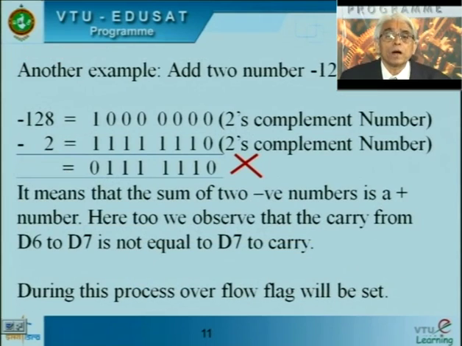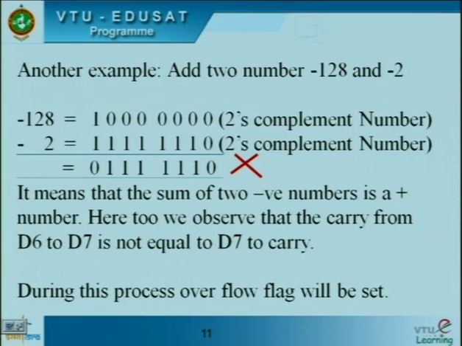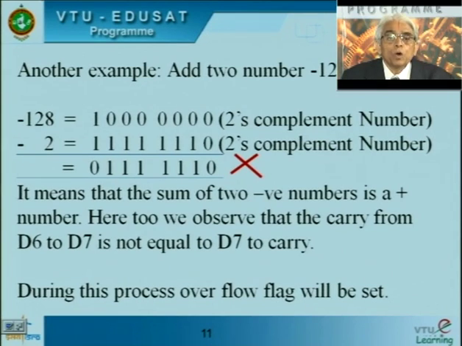Now let us look into another small example to make it much more convenient when you are talking about two negative numbers. When you are adding two negative numbers, minus 128 and minus 2, we are supposed to get minus some number. That means we should have got minus 12A here. See, the problem in this particular case is representing minus 128 in 2's complement form and minus 2 in 2's complement form.